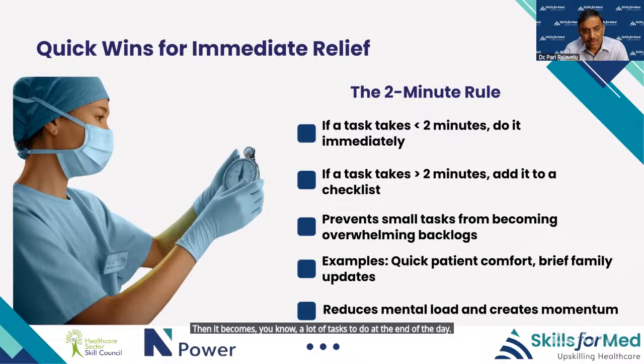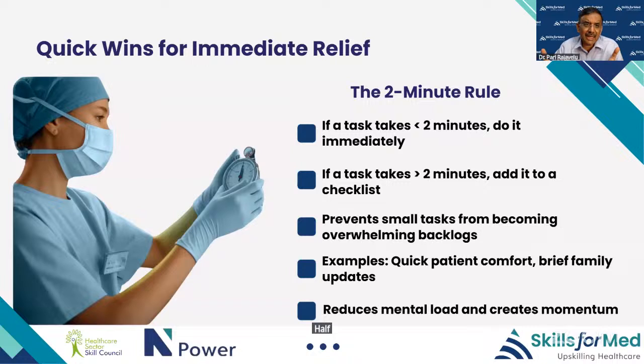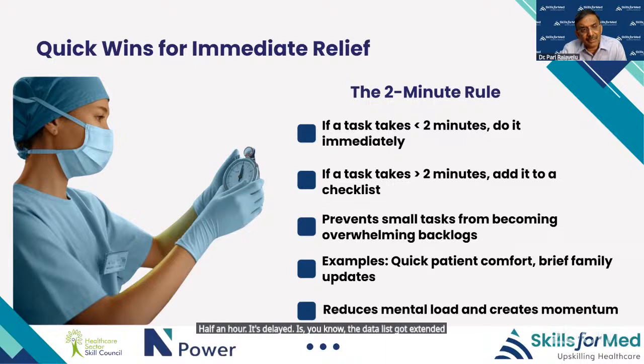From the nursing point of view, quick patient comfort, maybe just adjusting something, can take only 2 minutes. You can't tell the patient, wait, I'll come back. It's better to finish that and go. Similarly, if it is just a brief family update, you're just going to tell them the doctor will be coming in half an hour, is delayed, the theater list got extended. If this is something which you want to quickly update, you can do these things. Don't postpone it. It definitely reduces mental load and creates momentum. So in the prioritization matrix, this is also important in terms of implementation. Next slide.